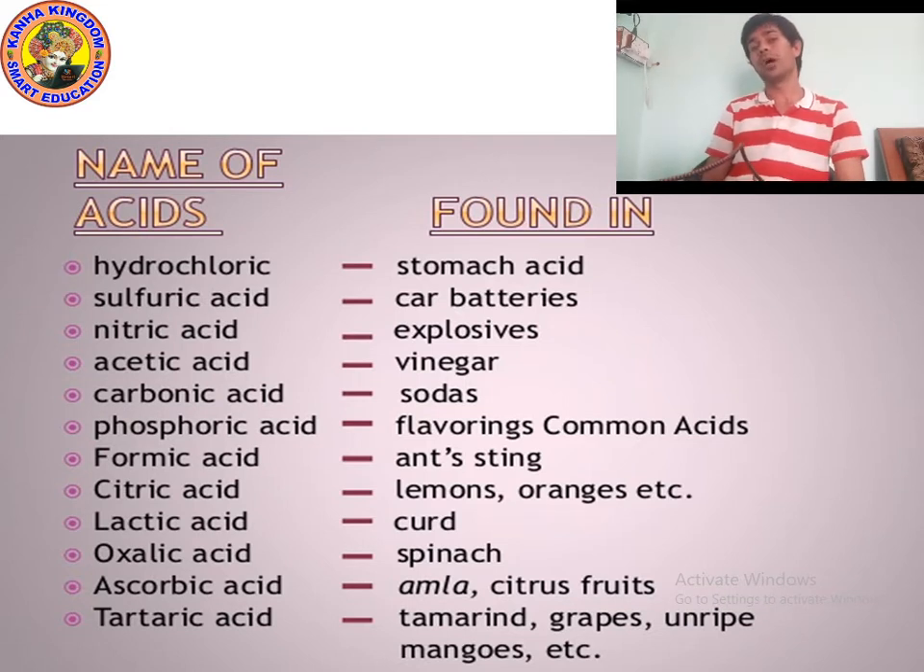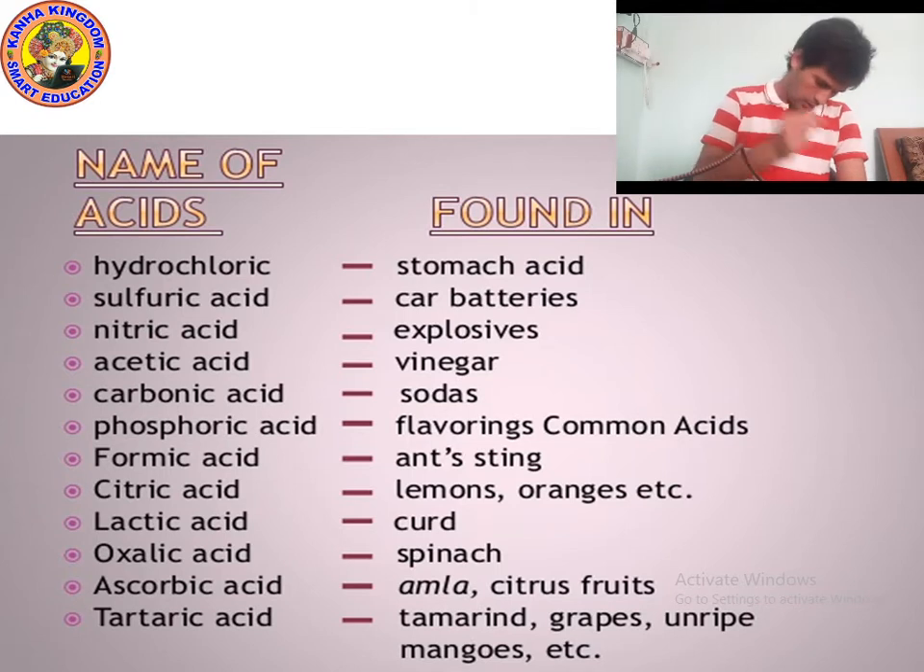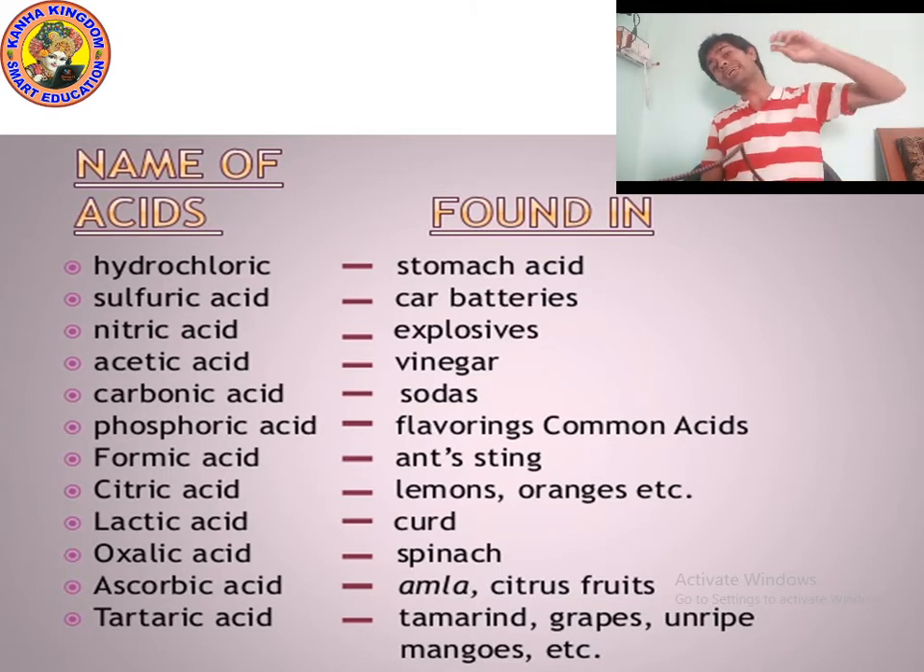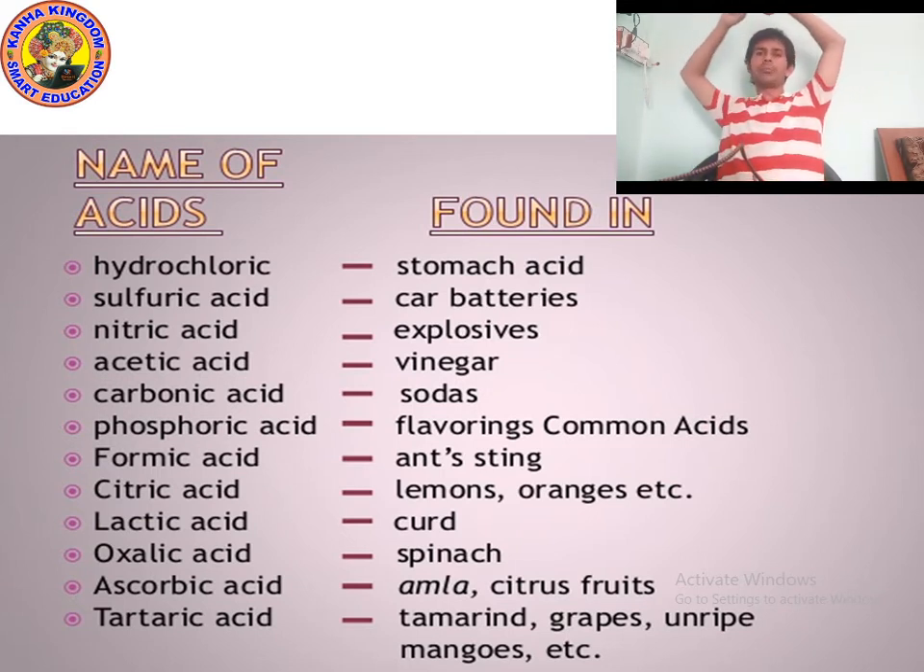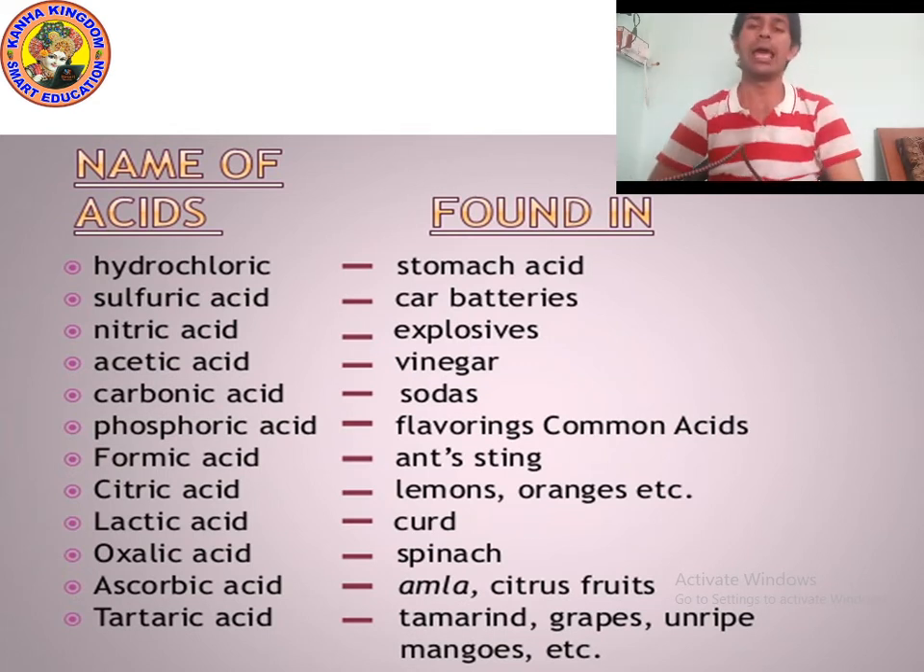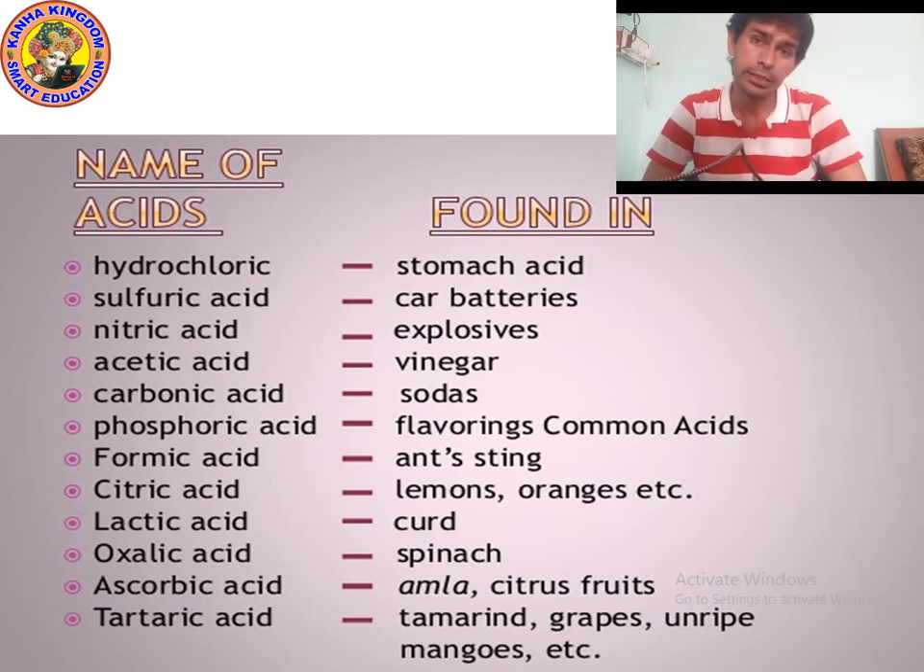Which acid is found when an ant bites? When an ant stings your skin, the skin becomes red and swollen. Why? Because the ant releases an acid in your skin. The name of the acid is formic acid. Yes, so formic acid is found in an ant sting.